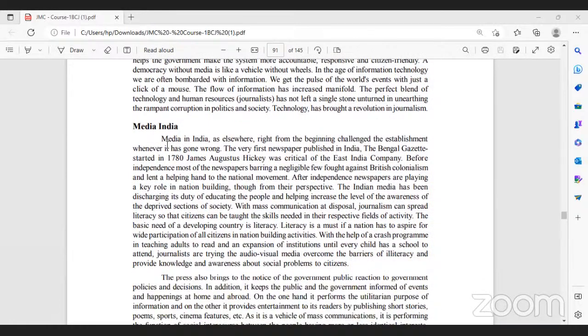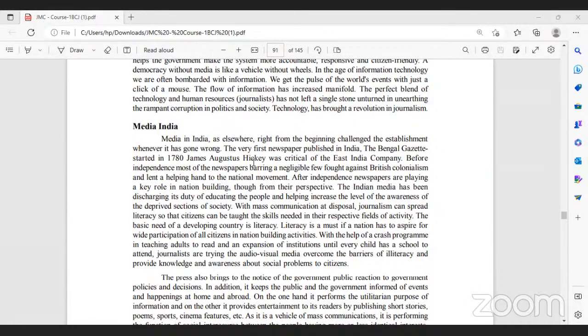Now let us understand a brief history of media in India. So when we talk about the brief history of media, basically we refer to the colonial period and the British rule.